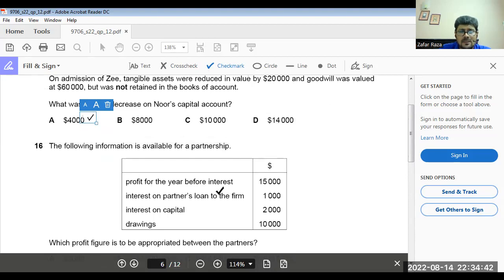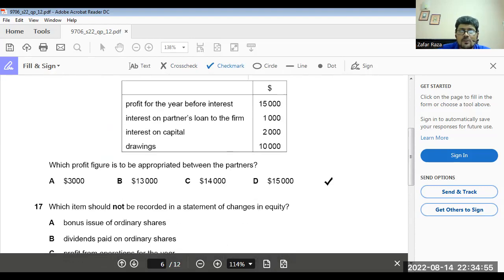Now 16. The following information is available. Profit for the year before interest is 15,000. Okay. Minus interest on partners loan, 1,000. It means 14,000 is profit of the firm. That 14,000 is going to be apportioned between the partners.